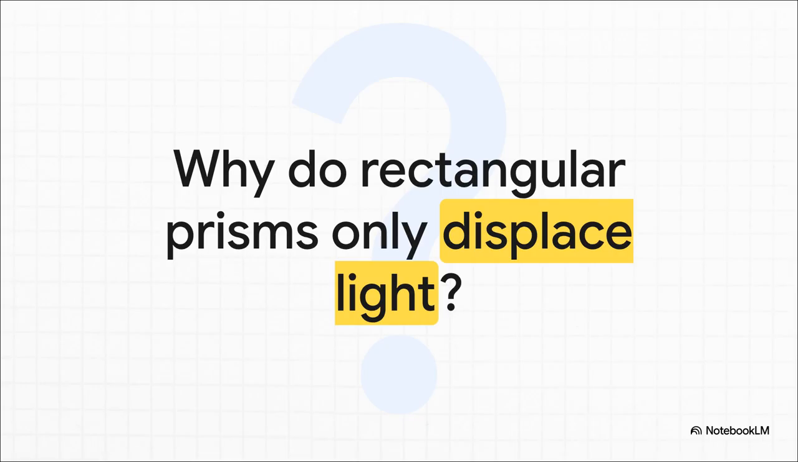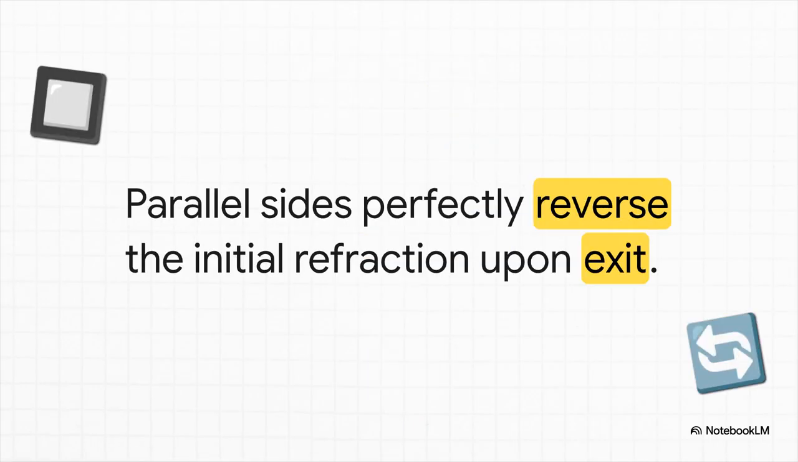Formulate your answer. Well, the answer lies in the geometry of the interface. Snell's law still rules here. When the light enters the rectangular block, it bends toward the normal. But because the opposite side of a rectangle is perfectly parallel to the entry side, the bend away from the normal on exit perfectly cancels out that initial entry bend. The initial refraction is completely reversed. A triangle's sides, however, are not parallel, so the exit refraction compounds the entry refraction, permanently altering the ray's course.